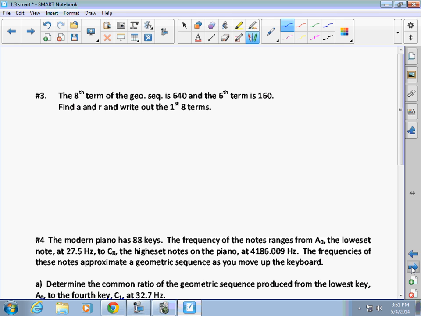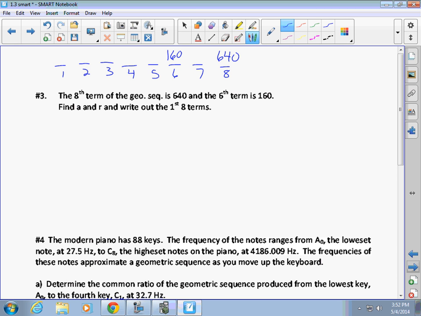Number 3, the 8th term of the geometric sequence is 640 and the 6th term is 160. Find A and R and write out the first 8 terms. When you're doing questions like this, the best way to work on these is to put out your blanks. So we have 8 terms in total, so we're going to put out 8 blanks. So we've got blank 1, 2, 3, 4, 5, 6, 7, and 8. It has told us that the 8th term is 640, so I can fill that in here. And it's told us that the 6th term is 160.